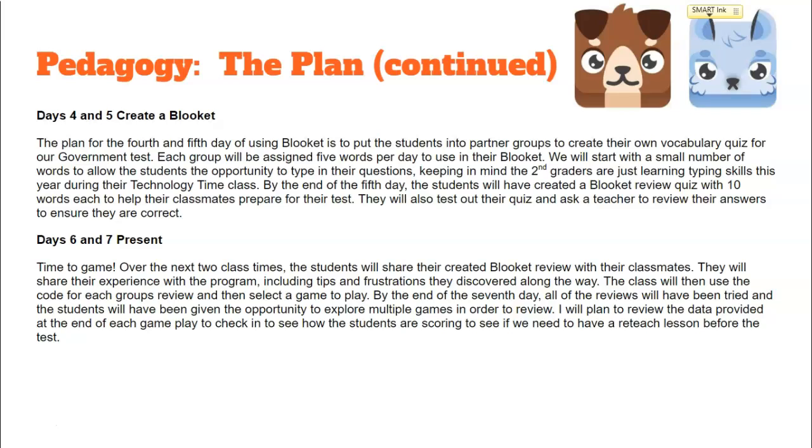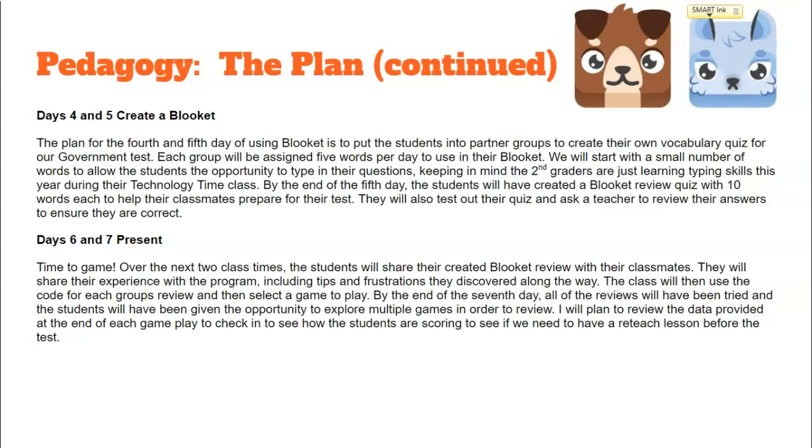On day 4 and 5, I'll be putting the kids into partner groups, and each group on day 4 and then also on day 5 will receive 5 vocabulary words from our government unit. So at the end of day 5, they will have created a Blookit set that has 10 review words for our government test.